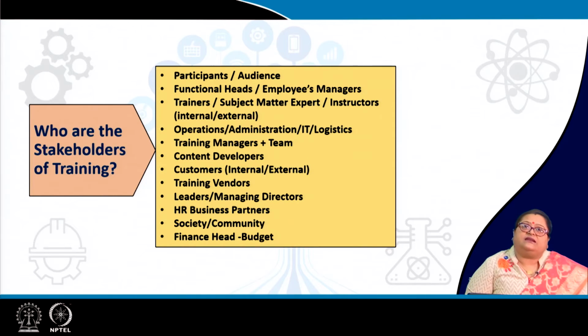Now we have to understand who are the stakeholders of training. The trainer has to understand very clearly who are the stakeholders of training. They are the participants or audience, functional heads or employees, managers, trainers, subject matter experts, instructors who could be internal and external, operations and administrations, IT, logistics, training managers and team, the content developers, customers who could be internal or external to the organization, training vendors, leaders or managing directors, HR business partners, society, community, finance head and the budget.